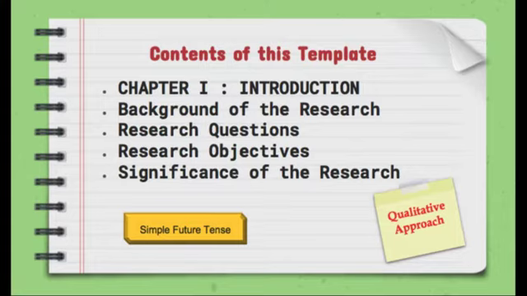As the introduction chapter, this content consists of the background of the research, research questions, research objectives, and significance of the research. Since this is still a proposal draft, the main grammatical tenses used in this template are simple present and simple future tense.